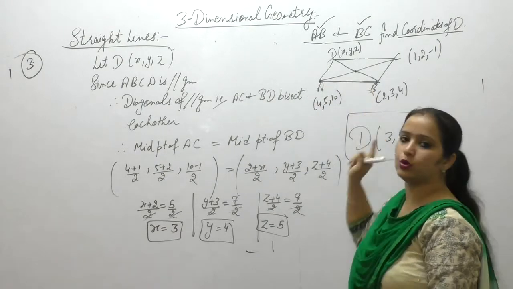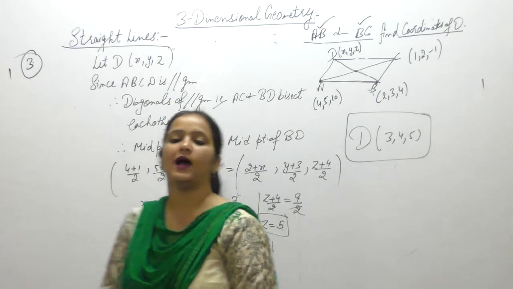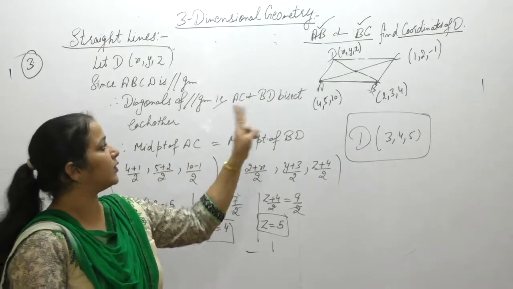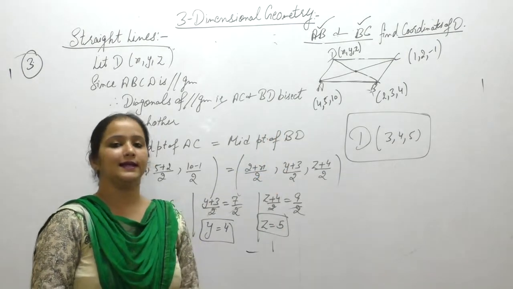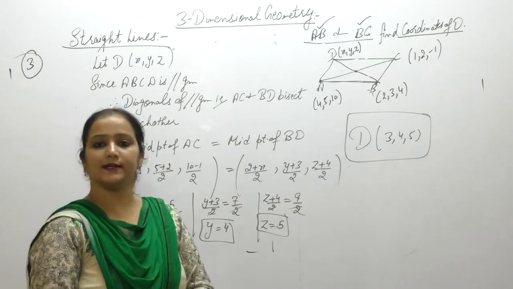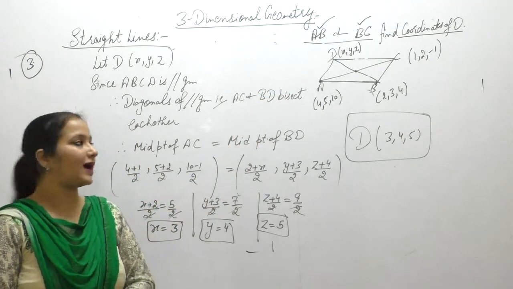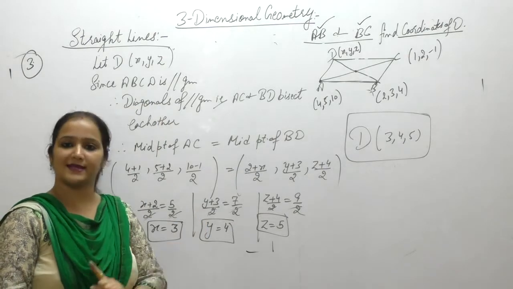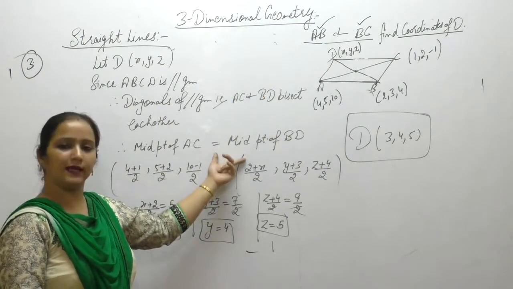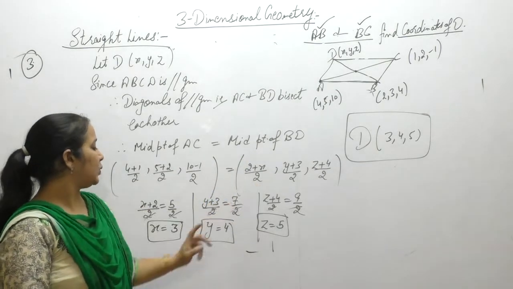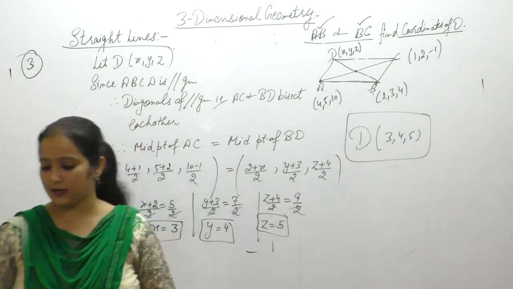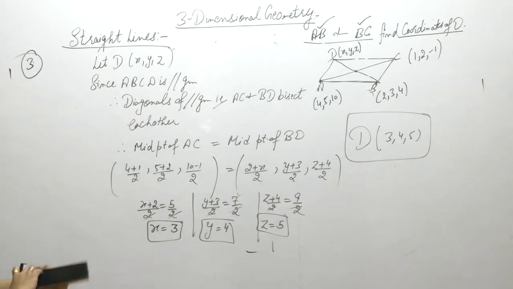Line passes through 2 points, so we use the formula r vector is equal to A vector plus lambda times (B minus A) for both AB and BC. Then change the equation into Cartesian form. Now we want to find the coordinates of D. Since it is a parallelogram, diagonals of a parallelogram bisect each other. Therefore, midpoint of AC and BD should be equal. If they are equal, then we can find the values of x, y, z. Therefore, coordinates of D are 3, 4 and 5.